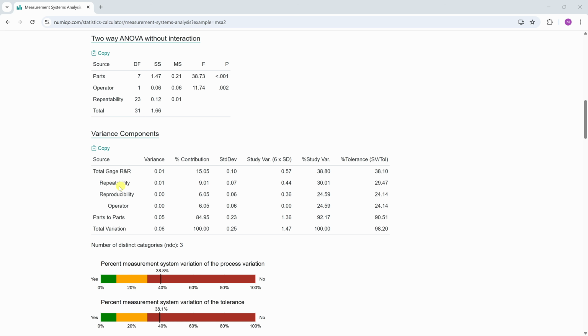Repeatability is the variation when the same operator measures the same part again and again, and it is about 9%. Reproducibility is the variation between different operators. It's about 6%. The standard deviation is just the square root of the variance. Then percentage study variation compares each source's standard deviation to the total standard deviation. This is what many companies use for accept or reject decisions.